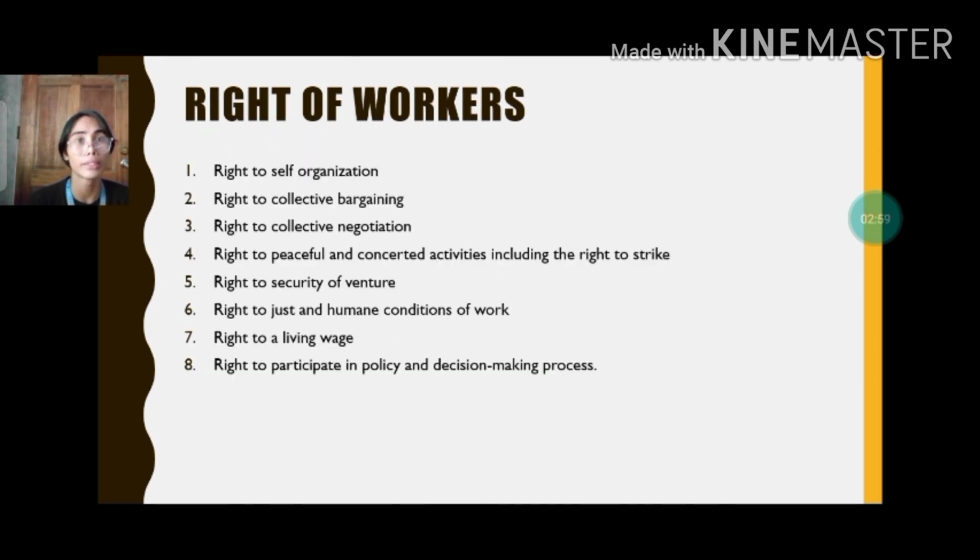Rights of workers: the right to self-organization, the right to collective bargaining, the right to collective negotiation, the right to peaceful and concerted activities including the right to strike, the right to security of tenure, the right to just and humane conditions of work, the right to a living wage, and the right to participate in policy and decision-making processes.